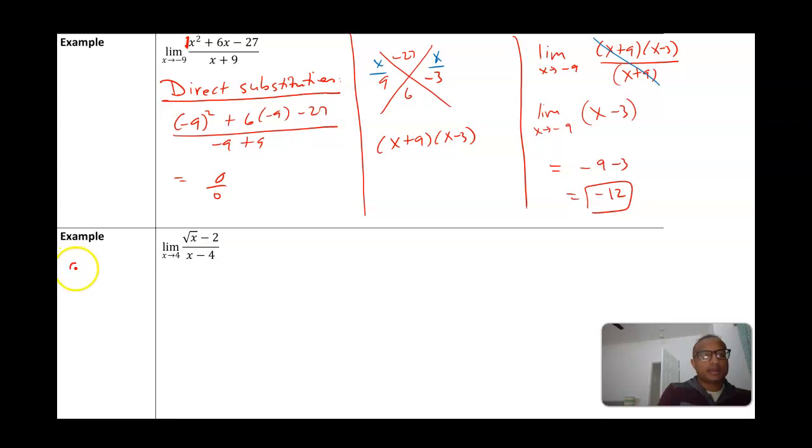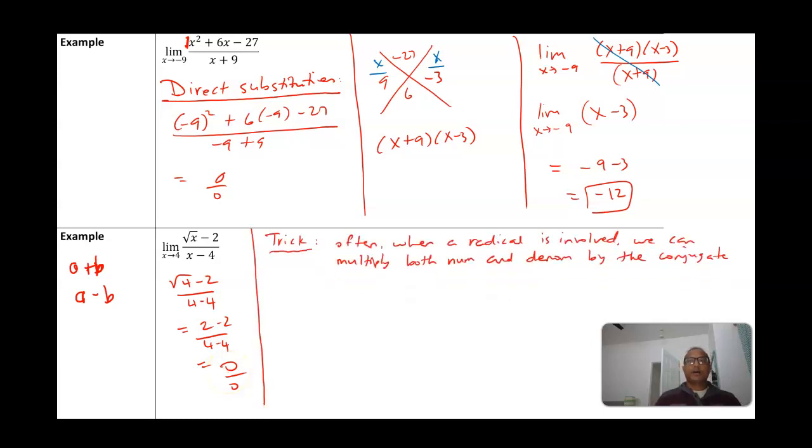So conjugate, let's say we have a plus b, then its conjugate is going to be a minus b. So it's basically the same two terms, but the sign changes, and it goes vice versa. So if we have radical x minus 2, then its conjugate will be the same two terms, but the sign changes from a negative to a positive. So the conjugate would be radical x plus 2. But before that, we should do direct substitution to plug it in, and we do get the indeterminate form. So often when a radical is involved, we can multiply both the numerator and denominator by the conjugate. So once again, the conjugate of radical x minus 2 is going to be radical x plus 2.